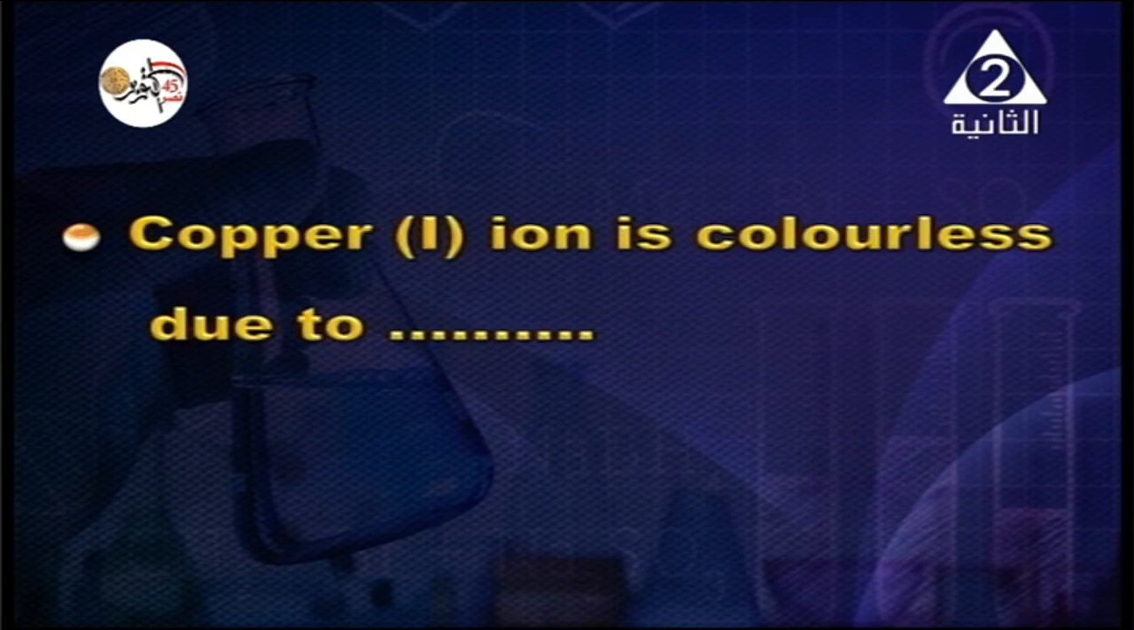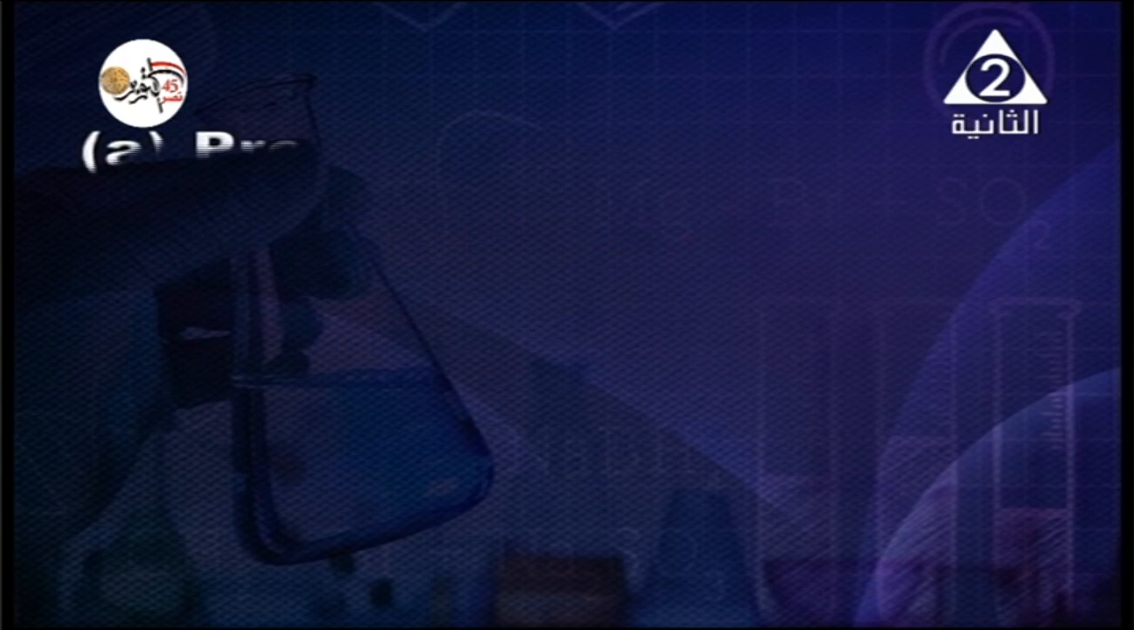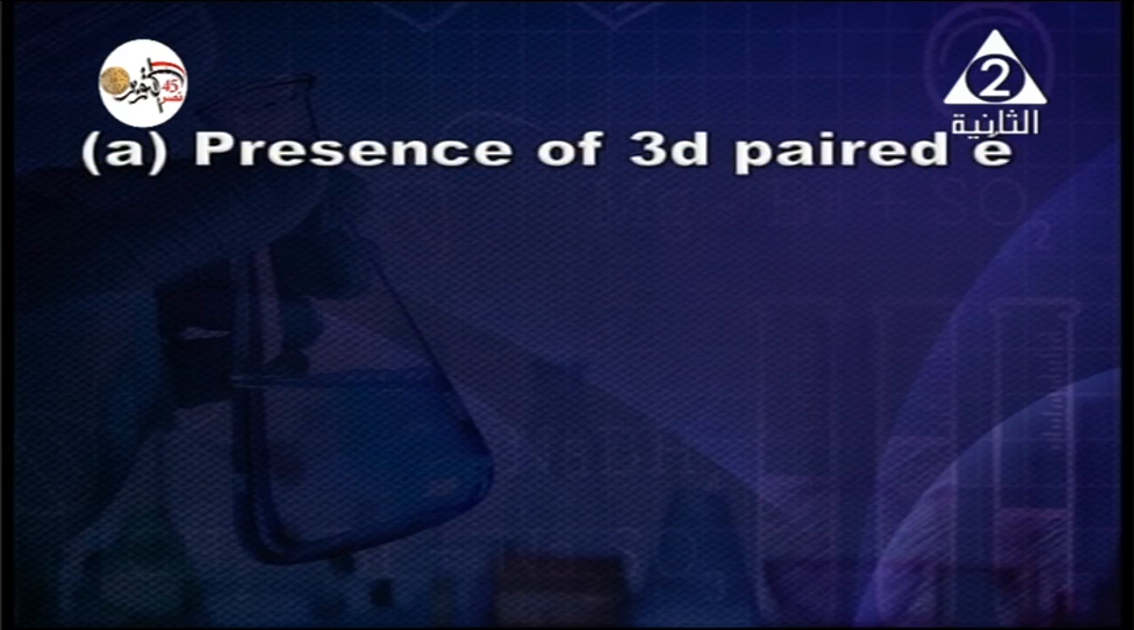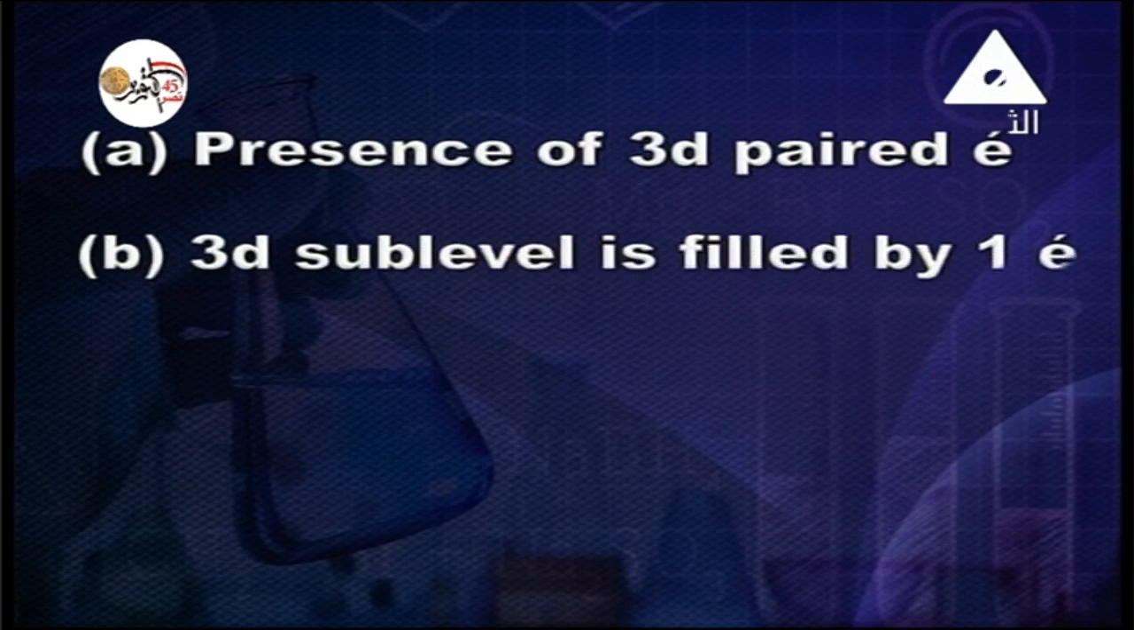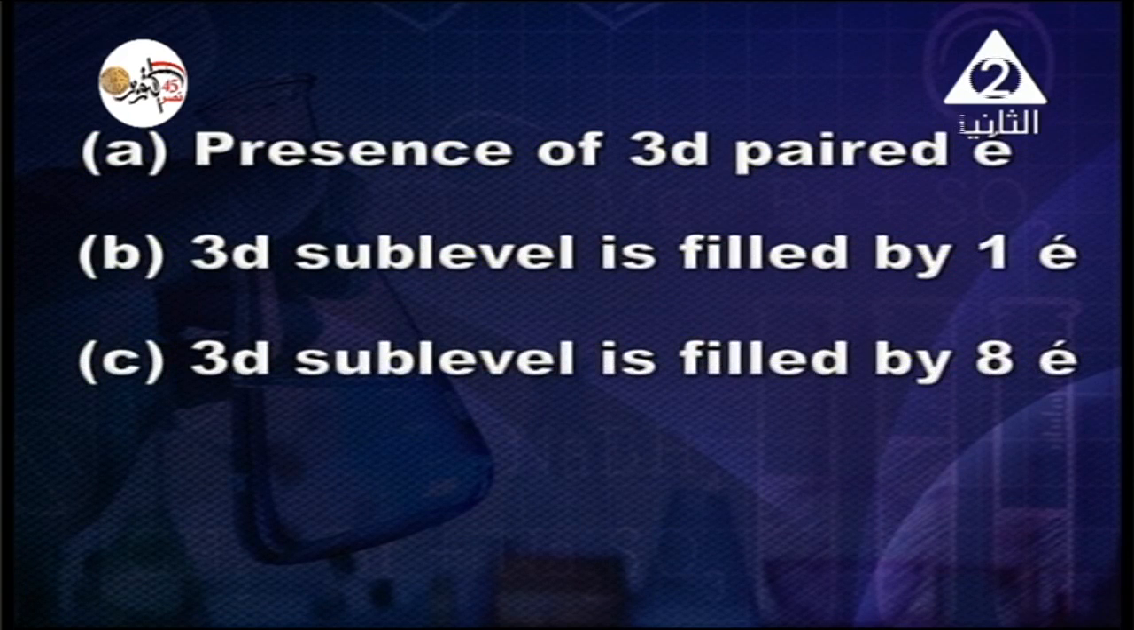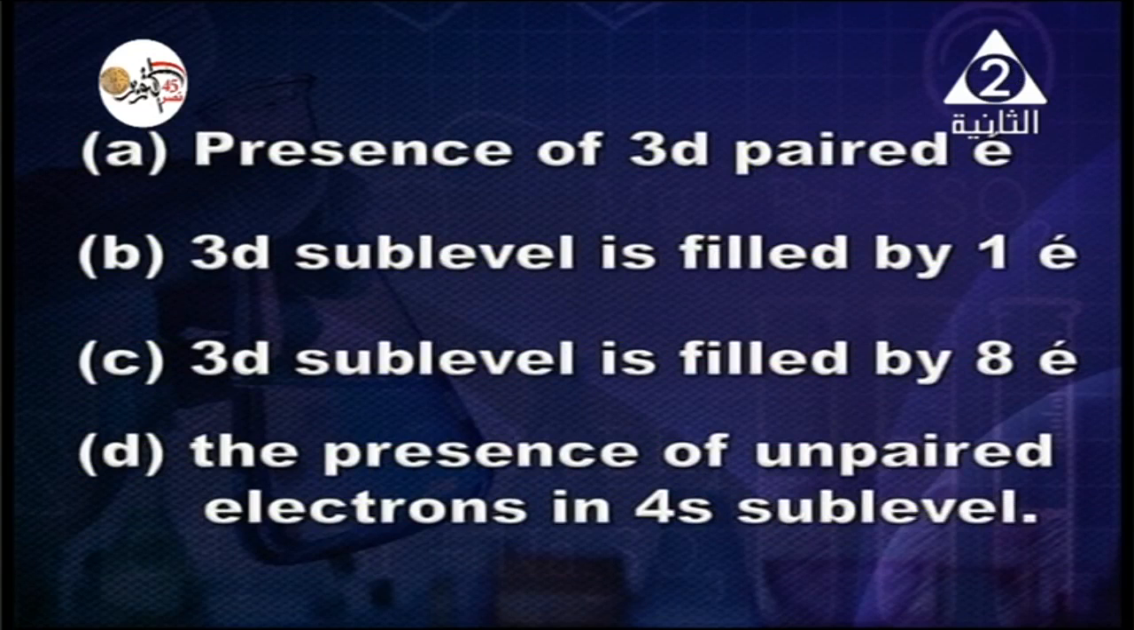Next point. Copper 1 ion is colorless due to what? Presence of 3d paired electrons. The 3d sublevel is filled by 1 electron. 3d sublevel is filled by 8 electrons. The presence of unpaired electrons in 4s sublevel. If you think about it, yes, it will be the presence of 3d paired electrons.